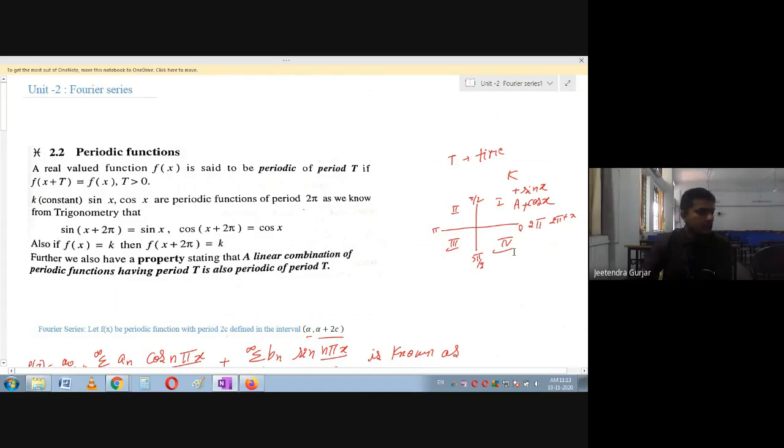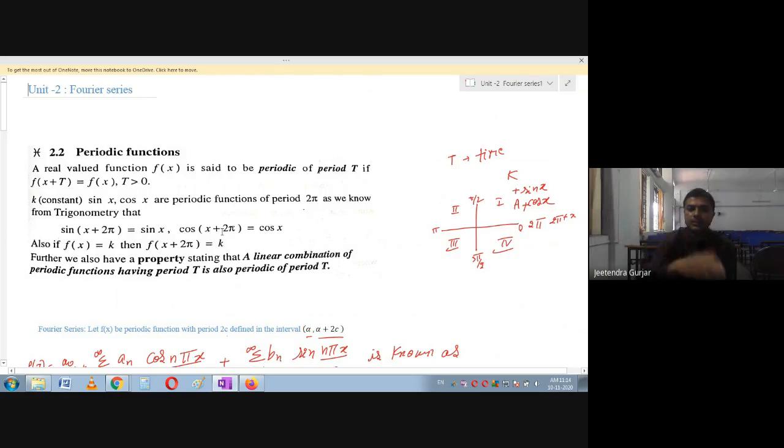Third quadrant, fourth quadrant. In the first quadrant, it will be 0 to pi by 2, and then the second quadrant pi by 2 to pi, and then next 3 pi by 2, and then it will come to 2 pi. You can see sine of x plus 2 pi will come in the first quadrant. So sine is positive, therefore we get sine of x plus 2 pi is equal to sine x.